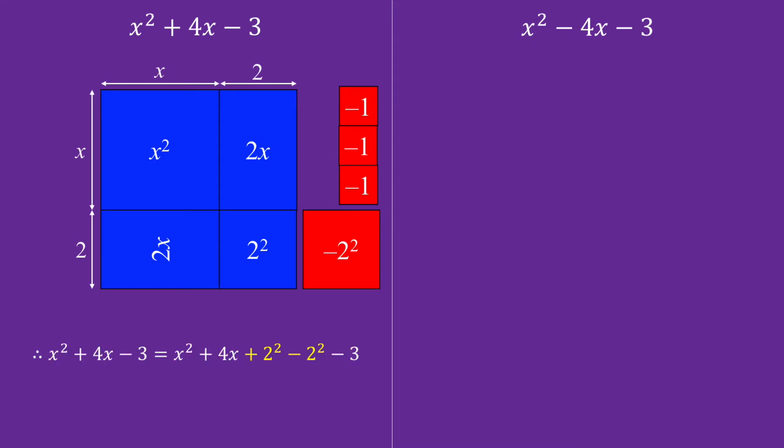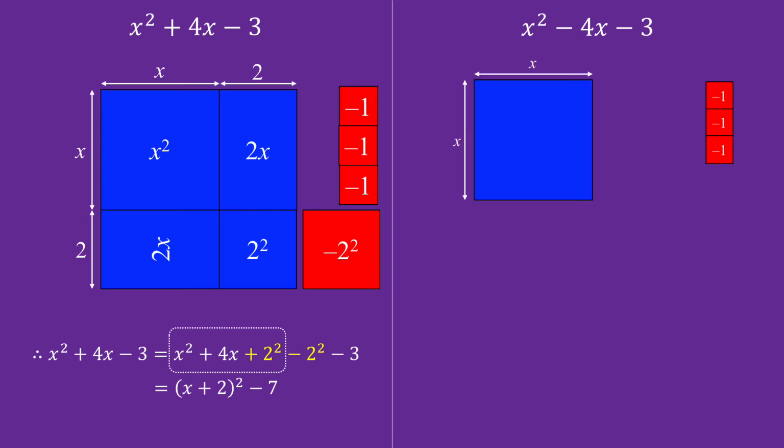Algebraically, we have added 2 squared and deducted 2 squared from the expression, whereby the first 3 terms form a perfect square. We then simplify the remaining terms outside of the perfect square, giving us a new expression, x plus 2 squared minus 7. How about x squared minus 4x minus 3?